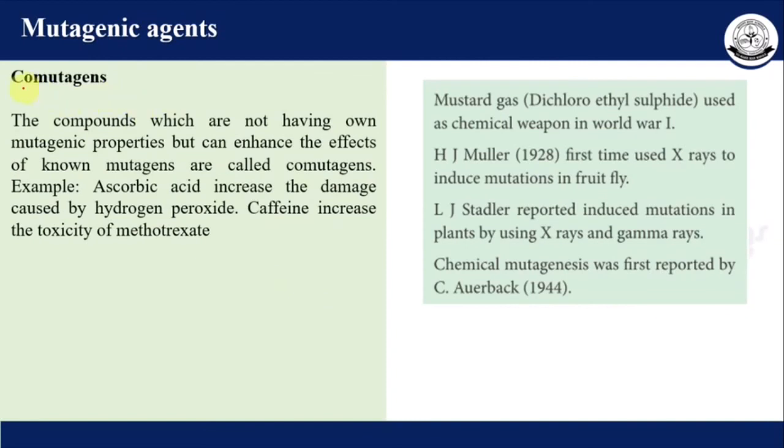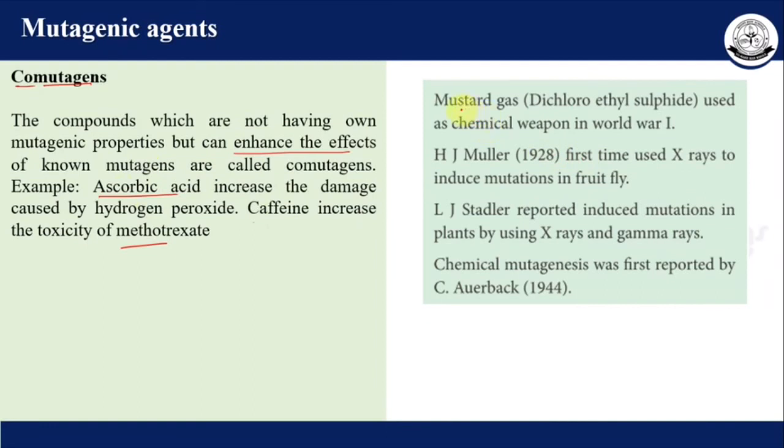Co-mutagens. So co-mutagens, okay. If you add something more, the rate of mutation increases and enhances. The compounds which do not have their own mutagenic property but can enhance the effect. Like, we have a compound which does not cause mutation, but if you add it with a mutagen, it increases capacity. For example, ascorbic acid increases the damage caused by hydrogen peroxide, or caffeine increases the toxicity caused by methotrexate. These are examples.